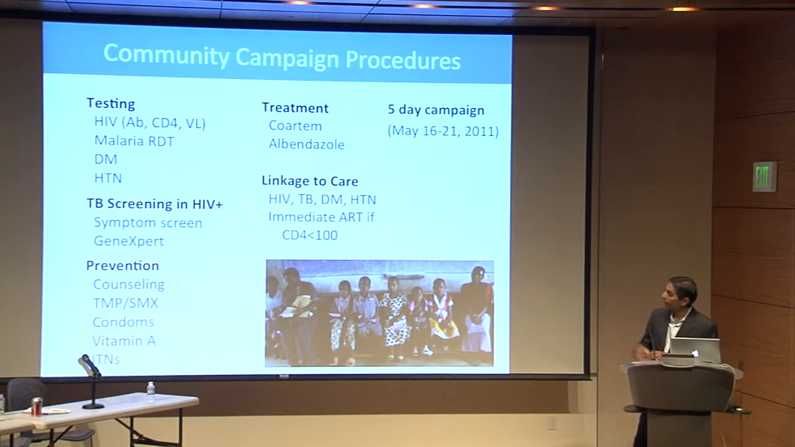And then the prevention services are shown in the lower left. Treatments were given both for any diagnosed malaria, and then deworming therapy was also given to children. Linkage to care was offered for these diseases that we sought, and there was a provision of immediate ART for emergency situations where CD4 count was less than 100.